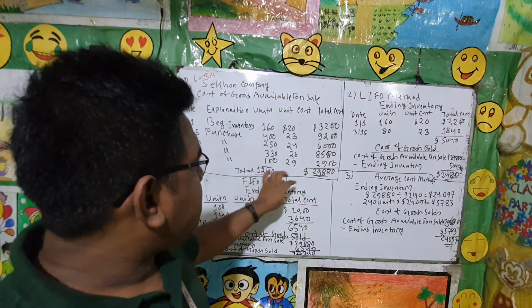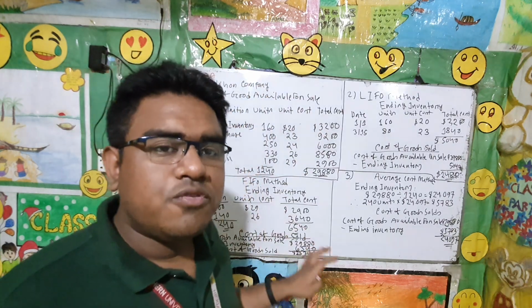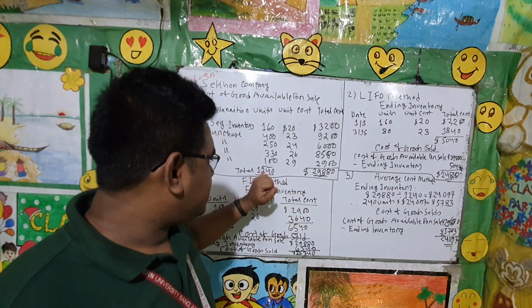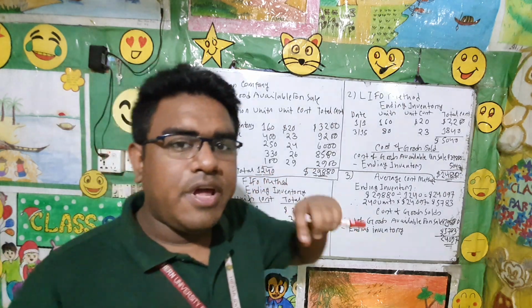The entire calculation is for the cost of goods available for sale, which is 1240 units, and we have sold 1000 units.